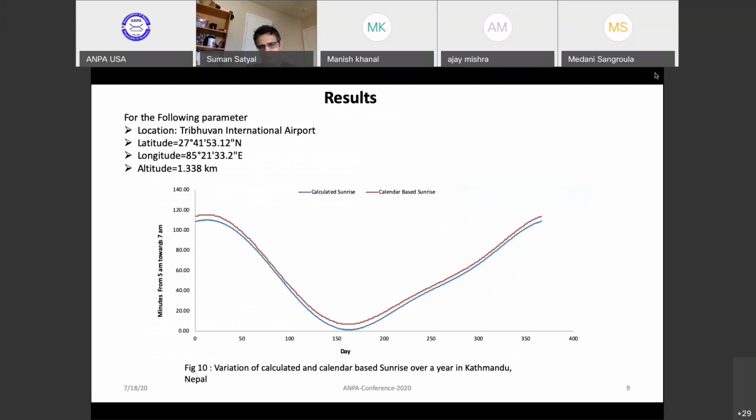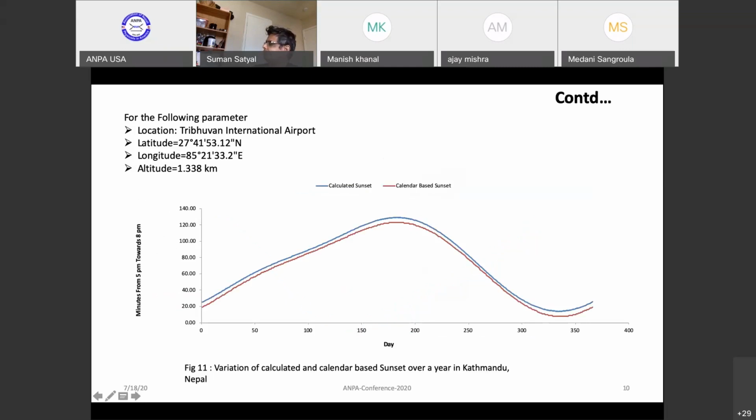Now, I would like to move on to the result section. Based on my findings, graphs have been obtained by using the parameters mentioned above. The first graph is of sunrise time. While analyzing the graph of figure 10, the earliest sunrise of the year has been found to be in the month of June, and the latest sunrise of the year has been found to be in the month of December.